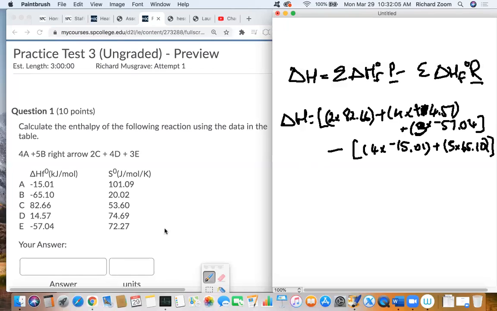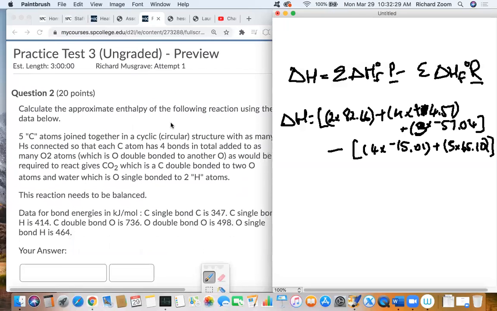Yeah, because what I did was I looked at the wrong one initially. I looked at negative 57.04. Then I corrected myself, but I didn't correct the sign. So now that looks correct. All right, has anybody got any questions? No. Okay.